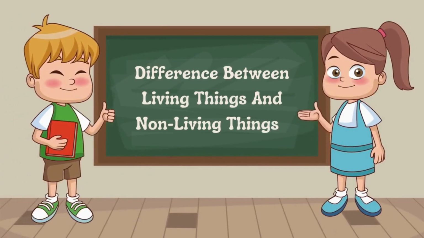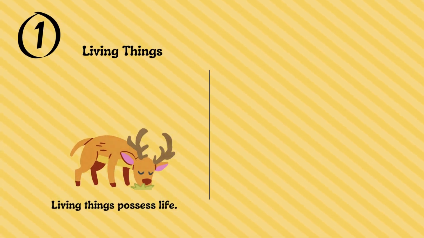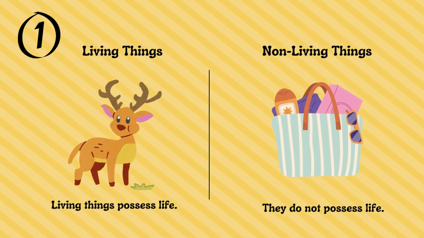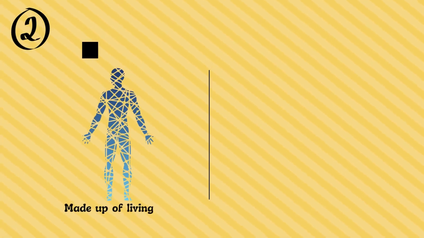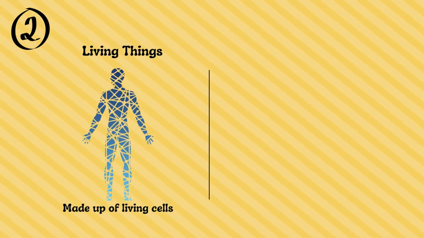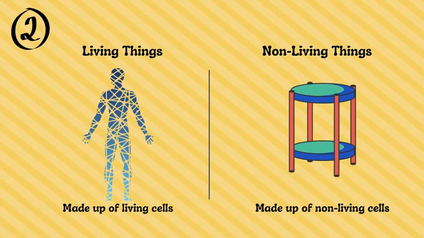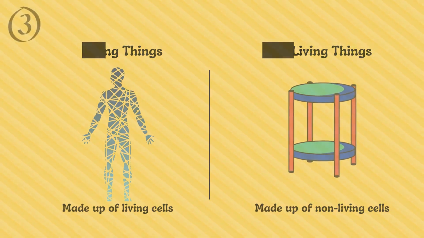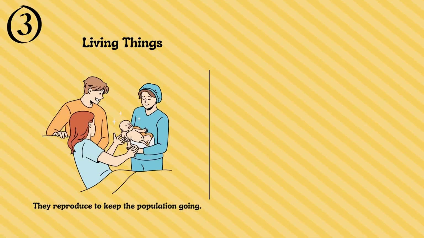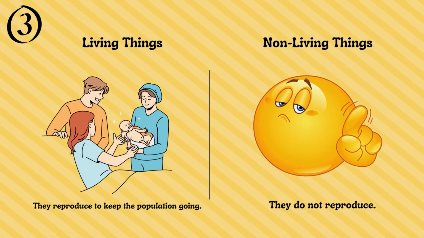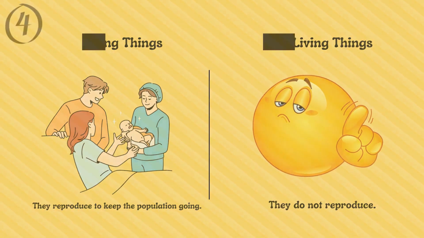Difference between living things and non-living things. 1. Living things possess life. Non-living things do not possess life. 2. Living things are made up of living cells. Non-living things are made up of non-living cells. 3. Living things reproduce to keep the population going. Non-living things do not reproduce.